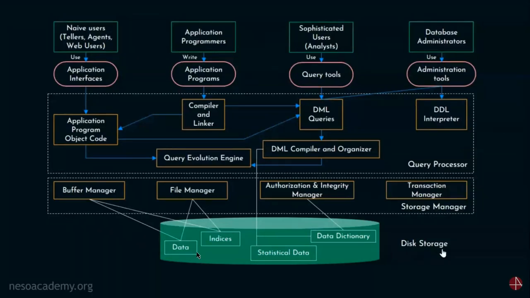So in the database architecture part 1 and part 2 presentations, we are going to exclusively focus on all the individual components that constitute this database system architecture. I mean the components in the query processor as well as the storage manager. In part 1 of database system architecture, we are going to exclusively focus on the storage manager and the disk storage. I mean, we are going to focus on the buffer manager, the file manager, the authorization and integrity manager, and the transaction manager. Also, we are going to see about the data indices, the statistical data, and the data dictionary. So let's see one by one in detail.